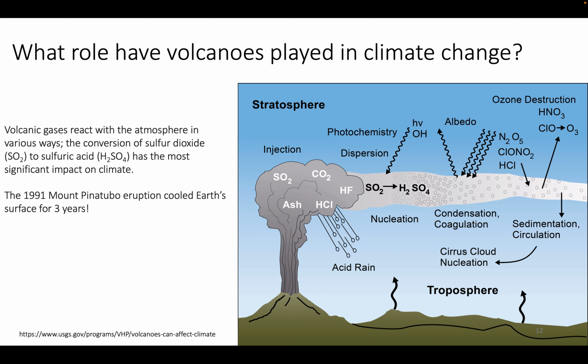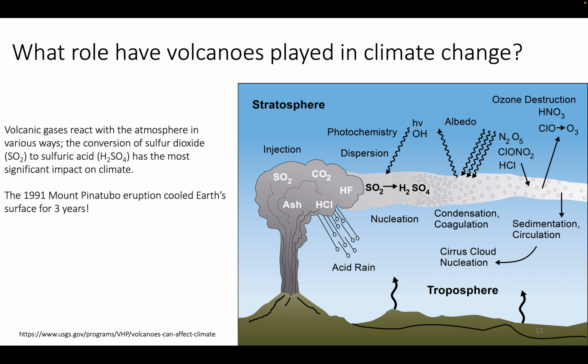But volcanic gases like sulfur dioxide can cause global cooling, while volcanic carbon dioxide, a greenhouse gas, has the potential to promote global warming. So again, carbon dioxide and sulfur dioxide are the biggest players when it comes to volcanoes.